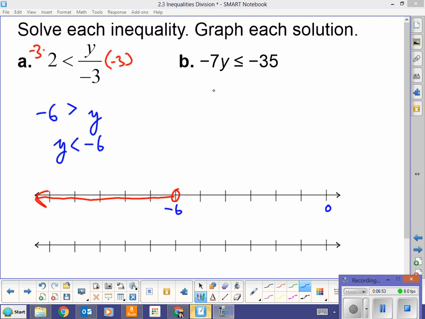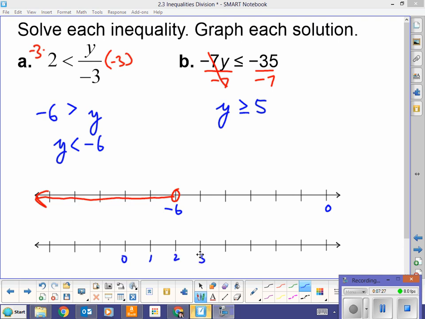For B, -7y is less than or equal to -35. In order to solve this, I have to divide both sides by -7. Okay, this was a negative number, but look what's happened now. It's become a positive y. Over here, -35 divided by -7, it's become a positive 5. They both change signs. I need to reverse my inequality symbol to make this true. So y is greater than or equal to 5.